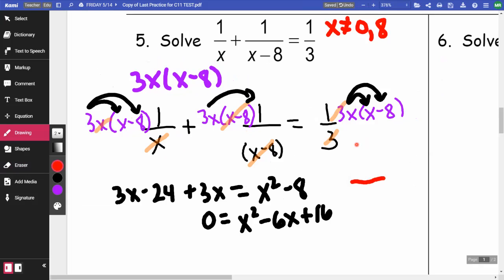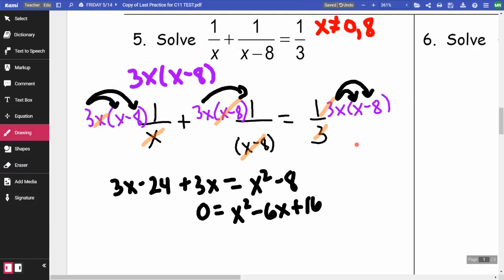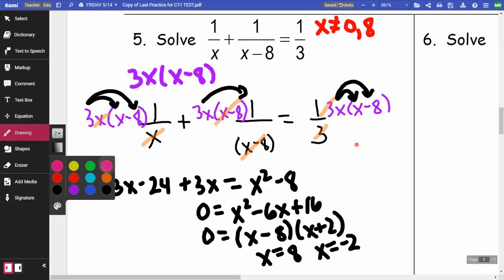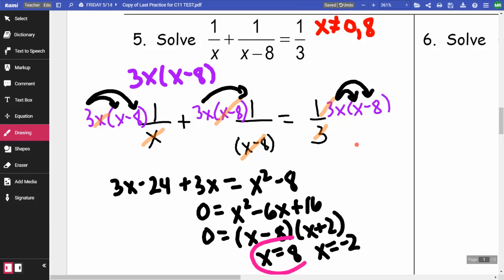Okay, so just want to make sure before I get my answers and maybe have to get rid of any. So when I factor this, this is going to be x minus 8, x plus 2. So I'm going to get x equal 8 and x equal negative 2. So the problem is this one right here is the same as this. So we cannot have that happen. So this is gone. And so my answer is x equal negative 2.